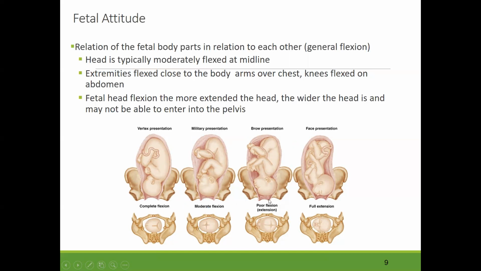Then we have that brow presentation that we talked about. That's got that poor flexion, so it's kind of like the eyebrows are what's presenting first, and that's what we see coming through or feel coming through the pelvis. And then we have the face presentation. So the face is completely coming through, right? We go to check, and that's what we feel, the complete facial features. And again, that has full extension instead of flexion, and then we end up with an even wider diameter trying to fit through that pelvis.